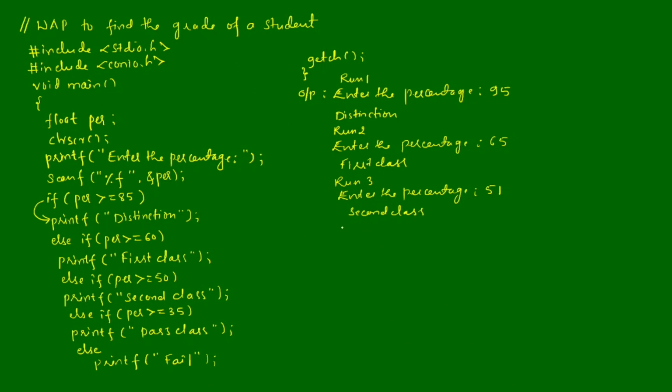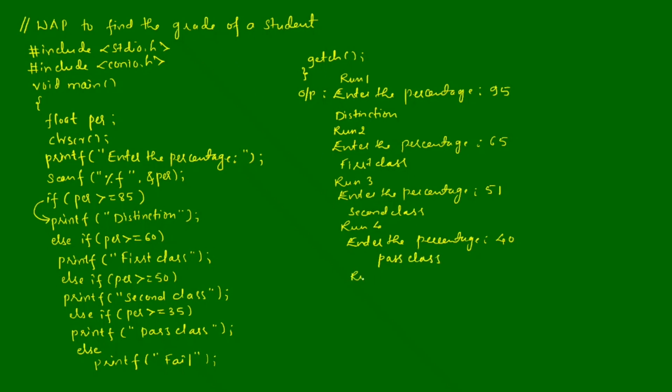So similarly, I'm going to go for run 4. Once again, it is going to ask the user to enter the percentage. Now I'm going to enter, for example, 40. So here it is going to check out 40 is greater than or equal to 85. No, it is false. Is 40 greater than or equal to 60? It is returning false. Is 40 greater than or equal to 50? No, it is false. Is 40 greater than or equal to 35? Yes, it is true. If it is true, then pass class will be printed.